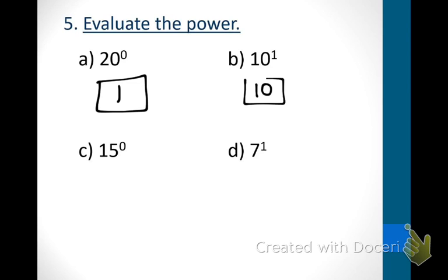10. Anything to the first power, if you remember, we talked about this, will always equal itself. So back to what we just went over. Problem C, 15 to the 0 power. The answer is 1, because every time something's raised to the 0 power, it's always 1. Final one, 7 to the first power.